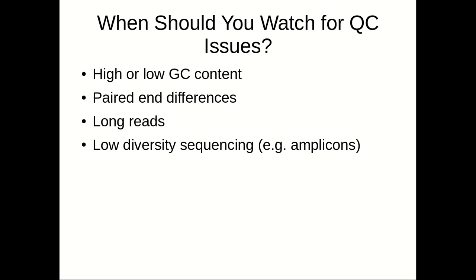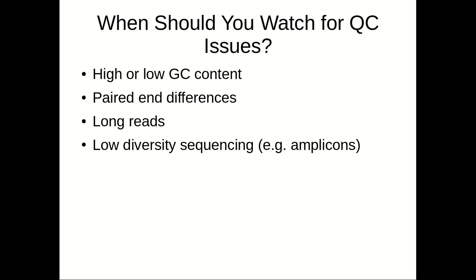Particularly long reads. If you're doing 2 by 250 base pair sequencing, 2 by 300, whatever it is, you're going to have a lot more issue with quality than you are with 2 by 50 base pair sequencing. And so you need to keep an eye on that. Just see how quick is my quality drop off, and am I really gaining anything from going long? And that's going to depend on a lot of different factors.